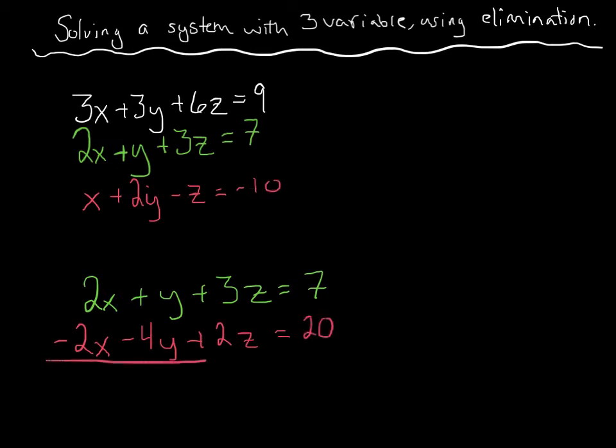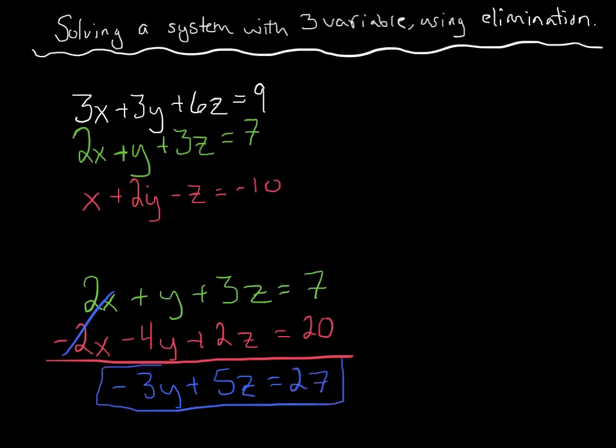And so now when I add these two equations together, let's watch what will happen. The 2x and negative x cancel out. Y plus negative 4y, well, that's a negative 3y. 3z plus 2z is 5z. 7 plus 20 is 27. So I have an equation with one less variable. But we still can't solve for it because we have one equation with two variables. We need at least two equations when we have two variables.